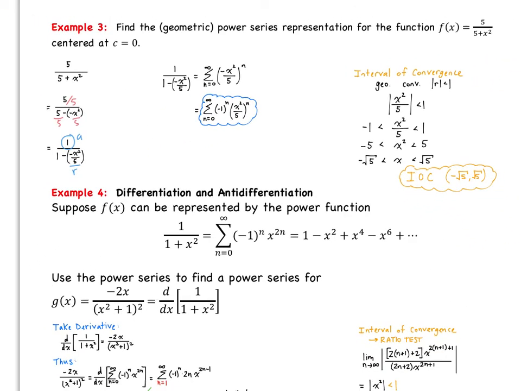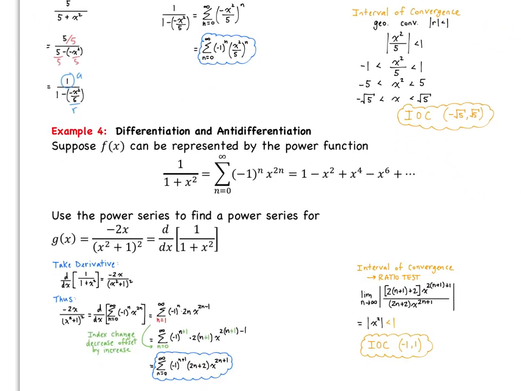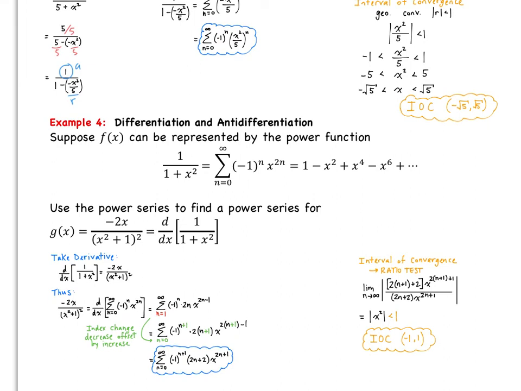The last examples deal with differentiation and anti-differentiation. So taking the derivative and taking the integral of a certain series. Suppose we have f of x, which is 1 over 1 plus x squared, and it's represented by this power series from 0 to infinity, negative 1 to the n, times x to the 2n. If we were to write out the terms, it's going to look like this.